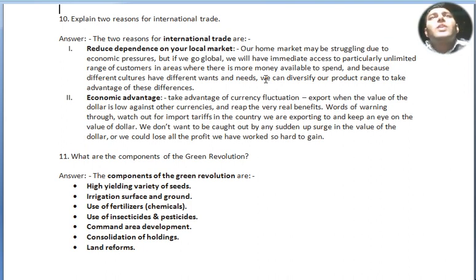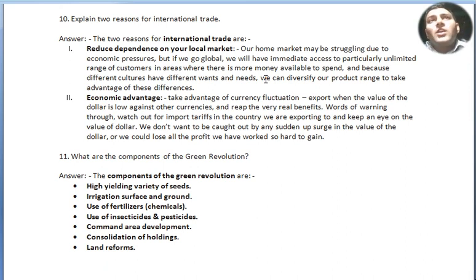Explain two reasons for international trade. The two reasons for international trade are, point number 1, reduce dependence on your local market. Our home market may be struggling due to economic pressure, but if we go global, we will have immediate access to a particularly unlimited range of customers in areas where there is more money available to spend, and because different cultures have different wants and needs, we can diversify our product range to take advantage of these differences.